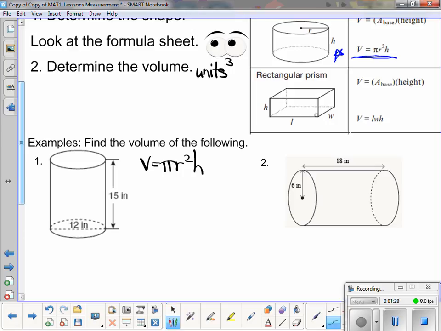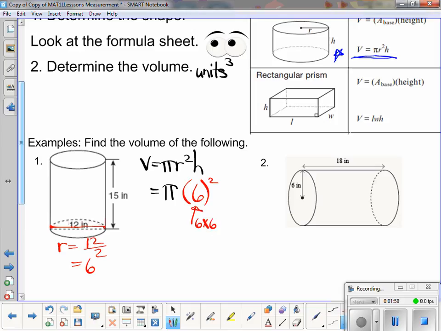So if we look here, it's going to be pi, my radius, oh no, did you see what they did to us? They gave us the distance from one side all the way to the other. So they gave me the diameter. So my radius is going to equal 12 divided by 2. So it's 6. Okay, so just be careful of that. They like to do that to us all the time. So that's 6 squared. So in other words, that's the same as 6 times 6.